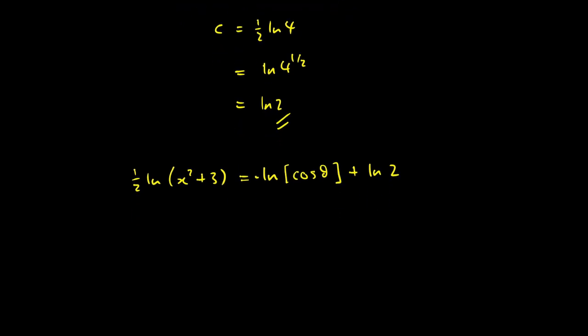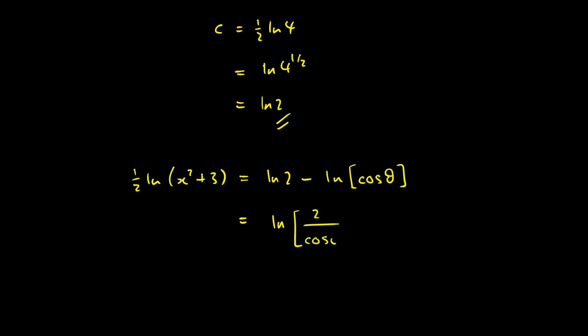How can we deal with this? Well, on the right-hand side, what we've got is ln A minus ln B. If I was just to reverse this order, I could rewrite this as ln 2 minus ln cosine theta. And of course, if I've got ln A minus ln B, that's the same thing as ln A over B. So here I've got ln 2 over cos theta.